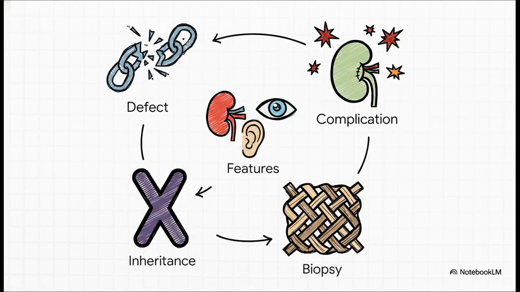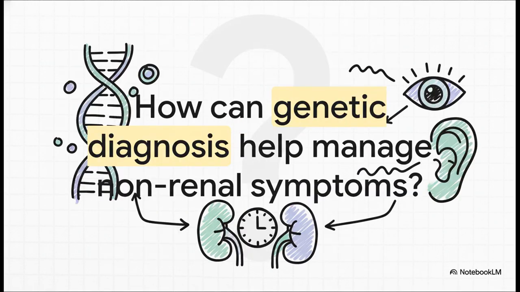Okay, let's wrap this up with the critical takeaways. The core defect is in type 4 collagen. Inheritance is mostly X-linked, making it more severe in males. The classic features are that triad: renal failure, sensorineural deafness, and lenticonus. The pathognomonic biopsy finding is that basket weave appearance, and the key complication you have to remember is that post-transplant anti-GBM disease.